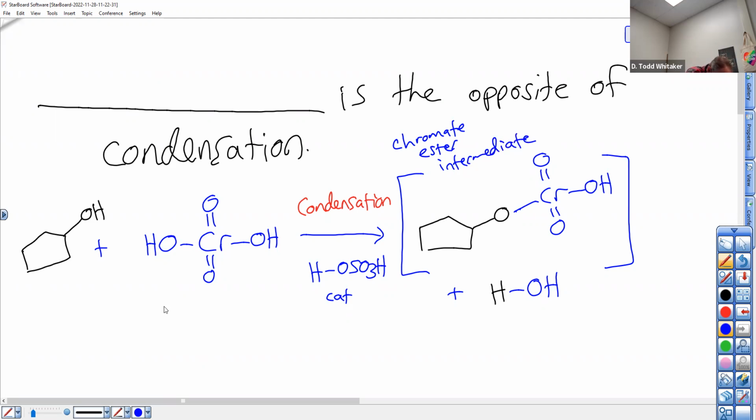Comes from which acid? Carboxylate esters come from carboxylic acids. Chromate esters come from chromic acid. Okay. And when you make a chromate ester, they are not stable. They undergo oxidation.